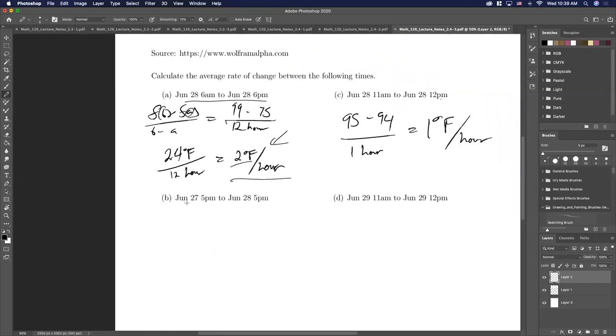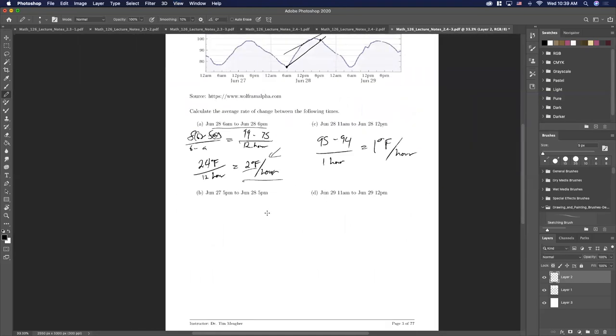Let's do this one. So we're gonna go from, let me zoom out just a bit so we can see. We're gonna go from 5 p.m. to 5 p.m. So this will be 5 p.m. here to 5 p.m. here. Let's just say that's 100. Make our life easy. And we'll say that's 98. So here, we'll say this was 100 here at 5 p.m. on the 28th. We'll say that this was 98.